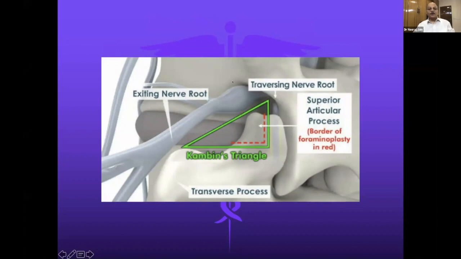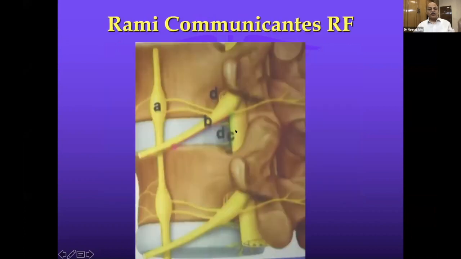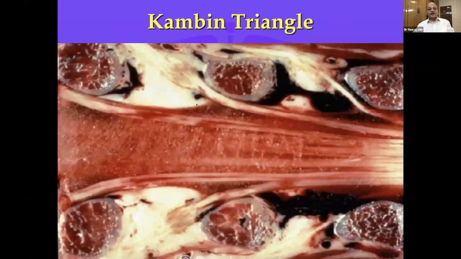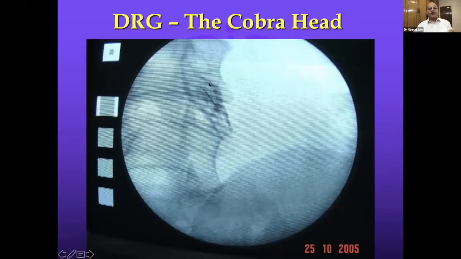And this is what we are talking about, the safe triangle approach, and this is Kambin's triangle approach for the root blocks. The same thing is shown again in slides. Now this is about the root block. We're coming at the root block, right on the root. Now this approach is used when we have to do pulse RF of the root, sitting on the root. Otherwise you try to sit here in Kambin's.